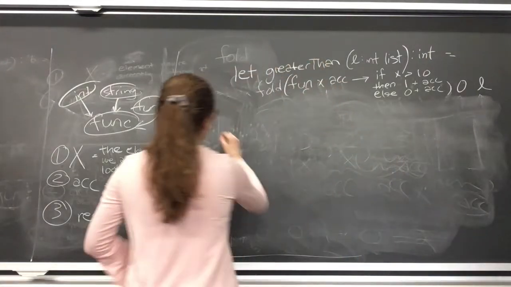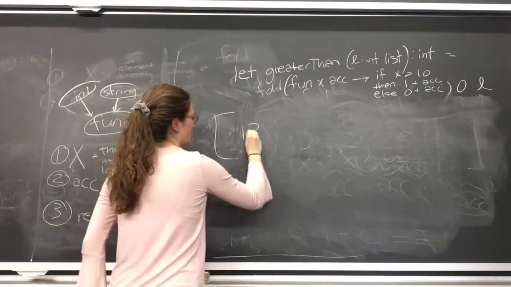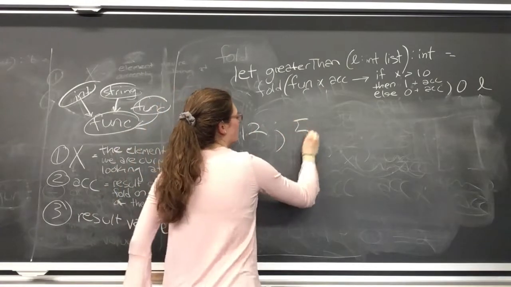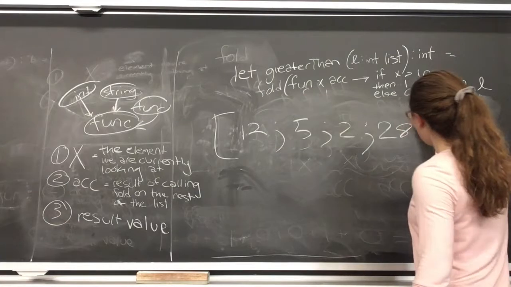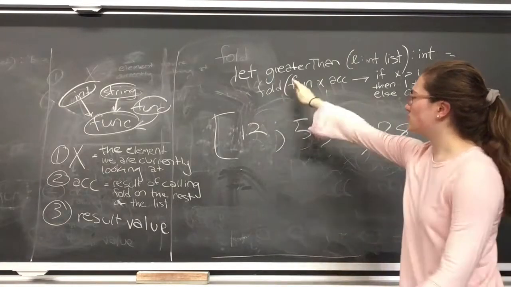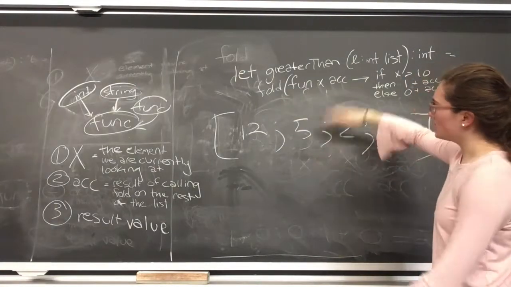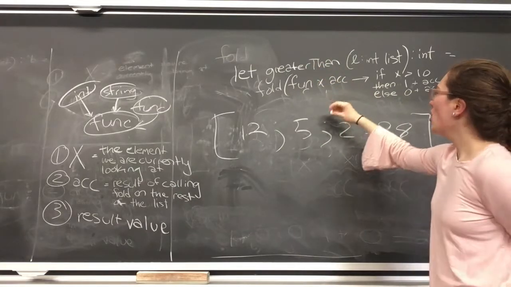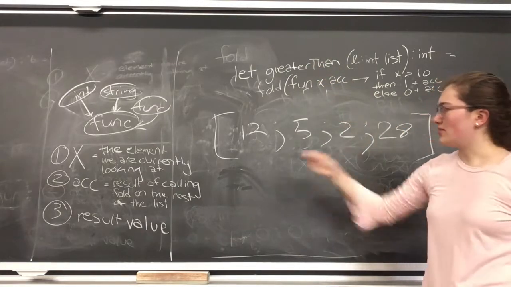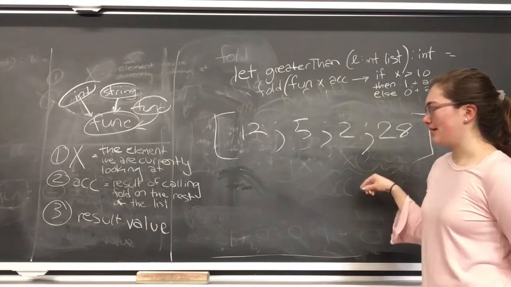So let's consider an example with this list. So we have 12, 5, 2, and 28. And we want to use this function. We want to put this list into this function. And this function is called greater than. And greater than will return the number of elements in the list that are greater than 10.